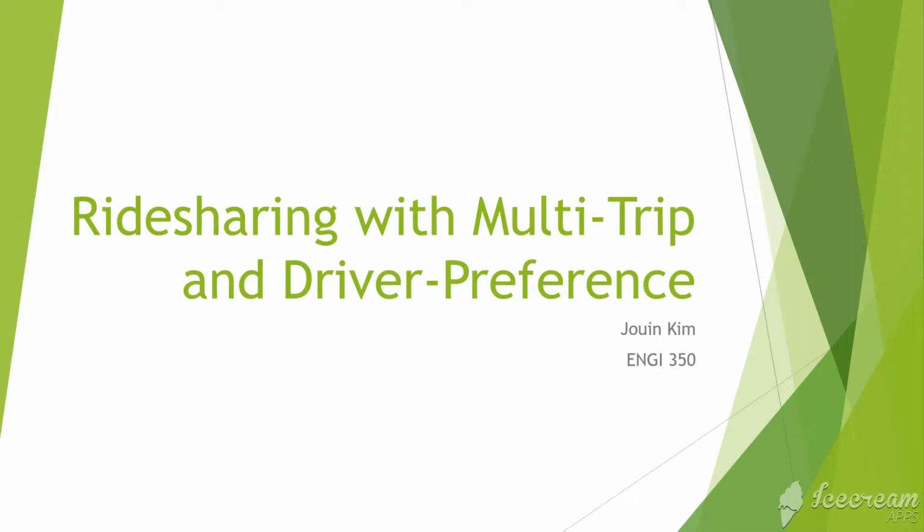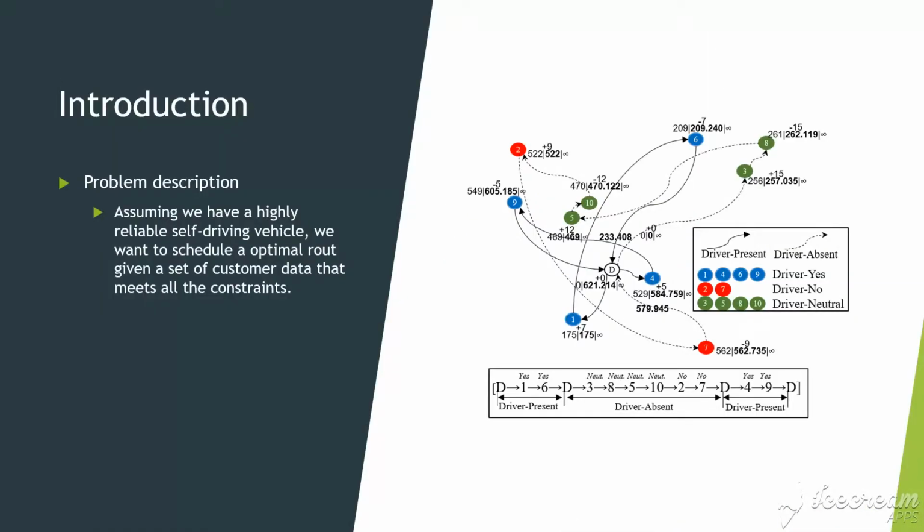Jiwon Kim, and today I'm going to be talking about ride sharing with multi-trip and driver preference. So this problem is basically a routing problem, but it has a constraint that makes it extra hard.